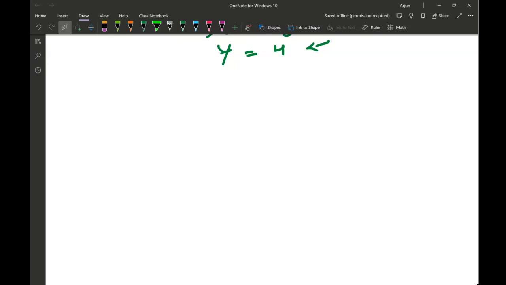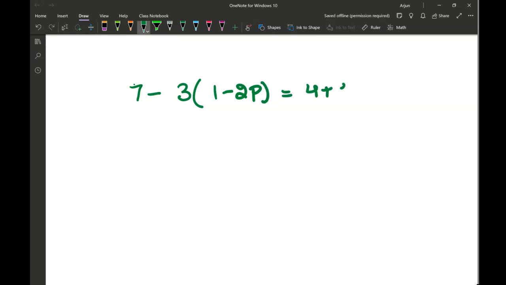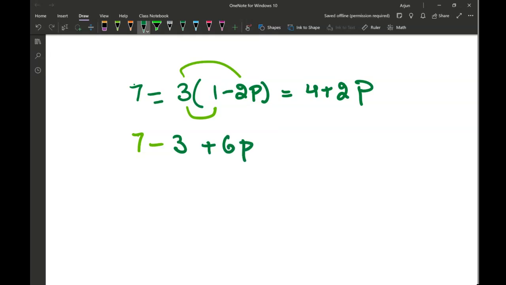All right, now let's do some more complicated problems. So the question is 7 minus 3 times 1 minus 2p equal to 4 plus 2p. I wanted to solve for p in this question. So 7 minus 3 times 1 and 3 times 2. That's what I'm going to do. Apply the distributive law. Minus 3 and plus 6p. Why plus? Because negative and negative will become a positive.